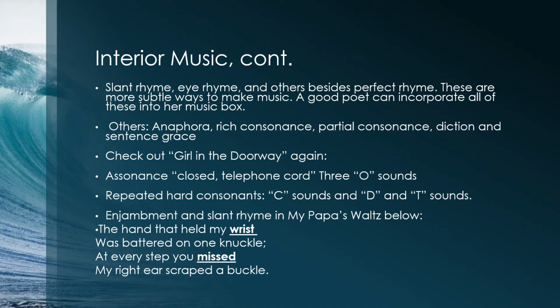So other types of sound that a poet can use are slant rhyme, eye rhyme, other types of rhyme. These are more subtle ways to make music, and a good poet can incorporate all of these into her musical toolbox. And that's really what I'm looking for as you write your poem. As my students write their poems, I'm looking for them to be able to employ all of these elements to show me that they can use them all.